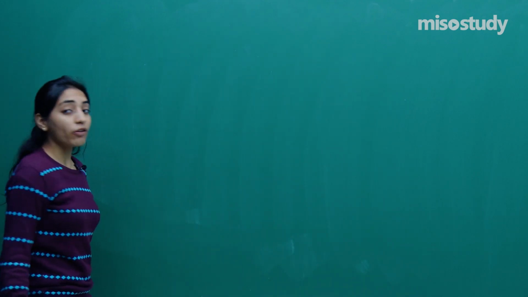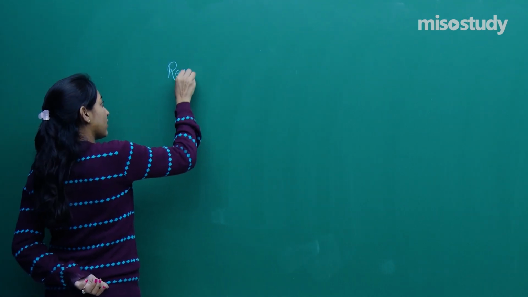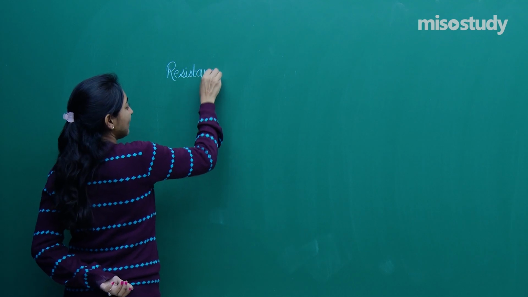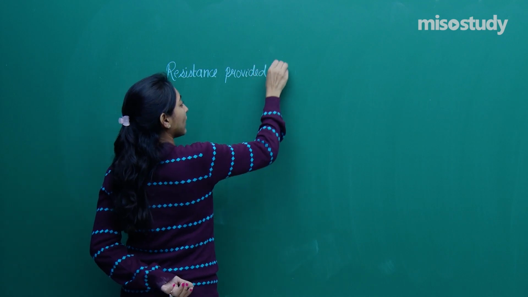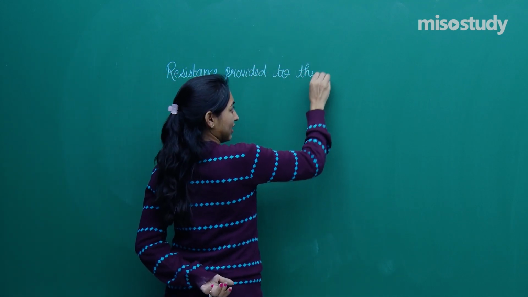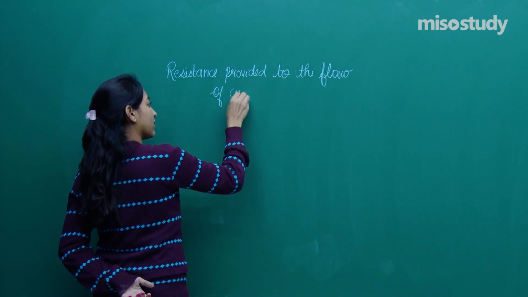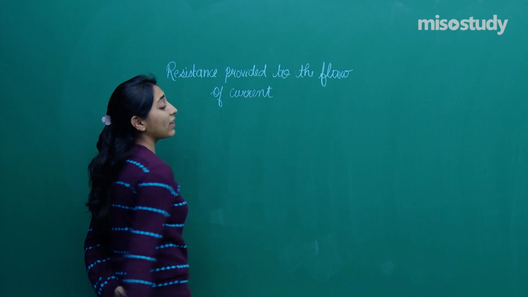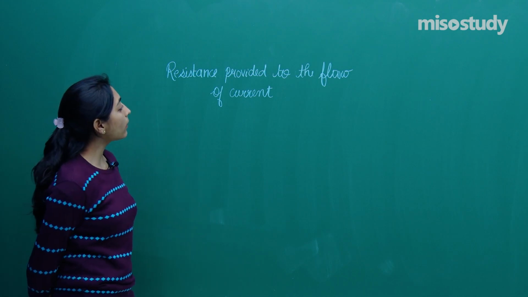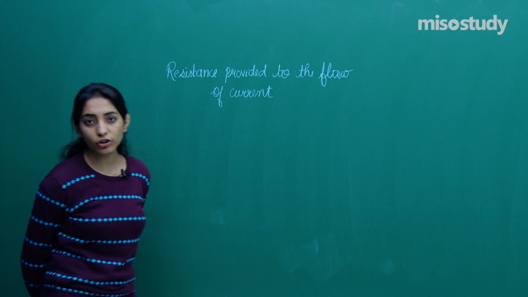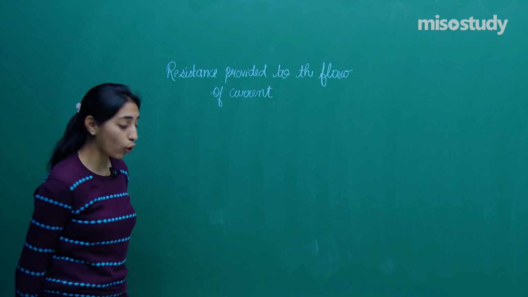You know, there is something related to resistance provided to the flow of current. So when the electrons try to flow from one position to the other, or when the ions try to flow from one position to another, there will be some resistance which will be provided to the flow of current.